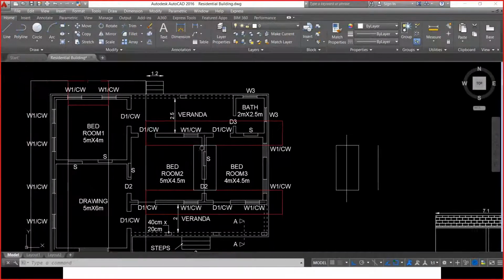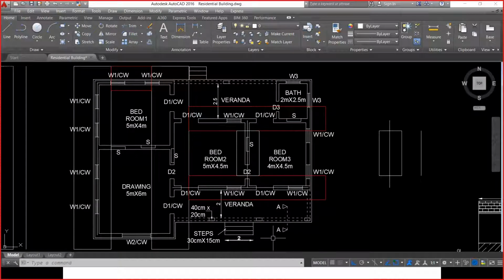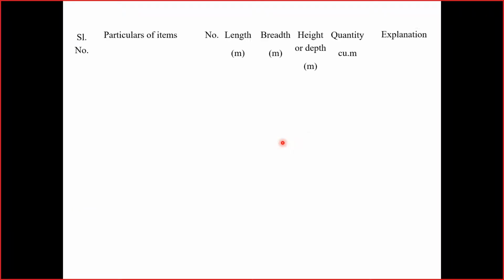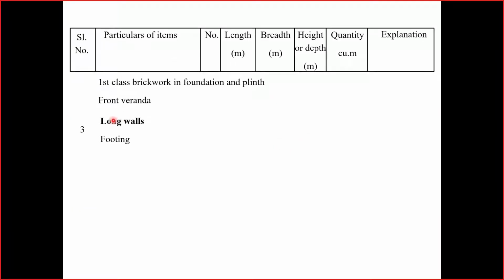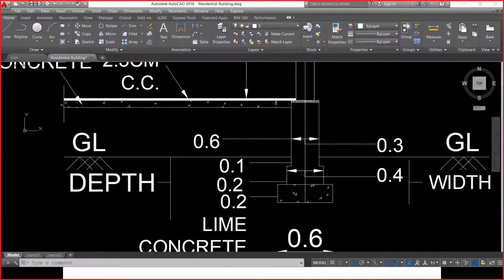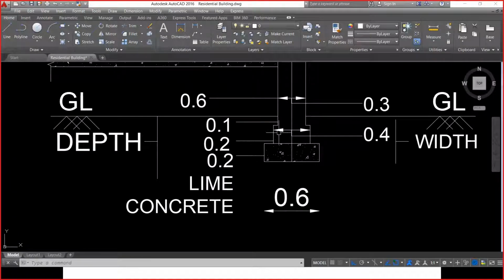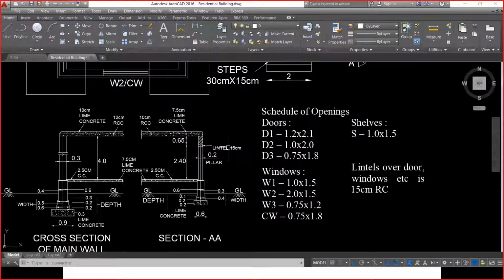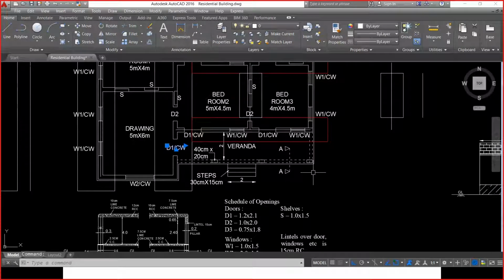So once we have done the calculations for long wall and short wall under area 2, the next area is front veranda and back veranda. So here we have to be careful. Front veranda, long walls, footing, there is only one footing. There are no two footings. There is a first layer of footing and over which we have plinth. So there is only one number of long walls. This is one long wall we have here.